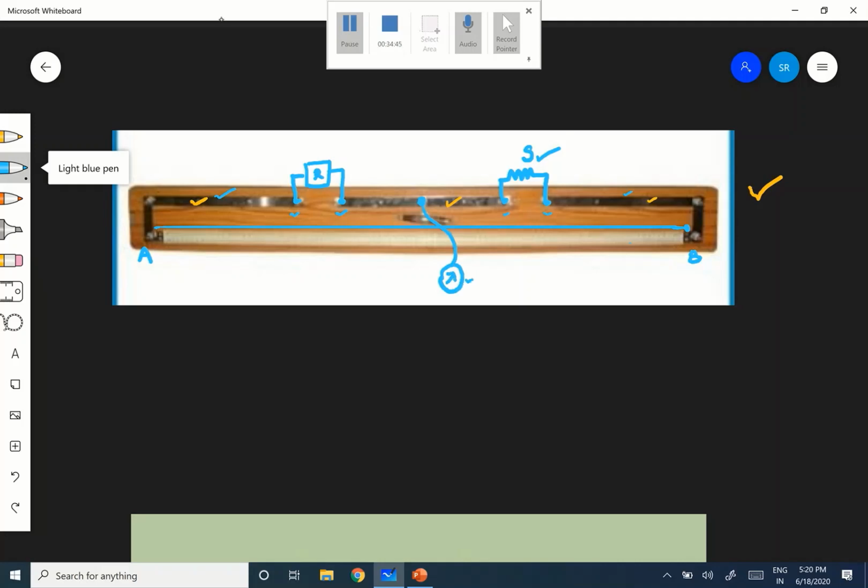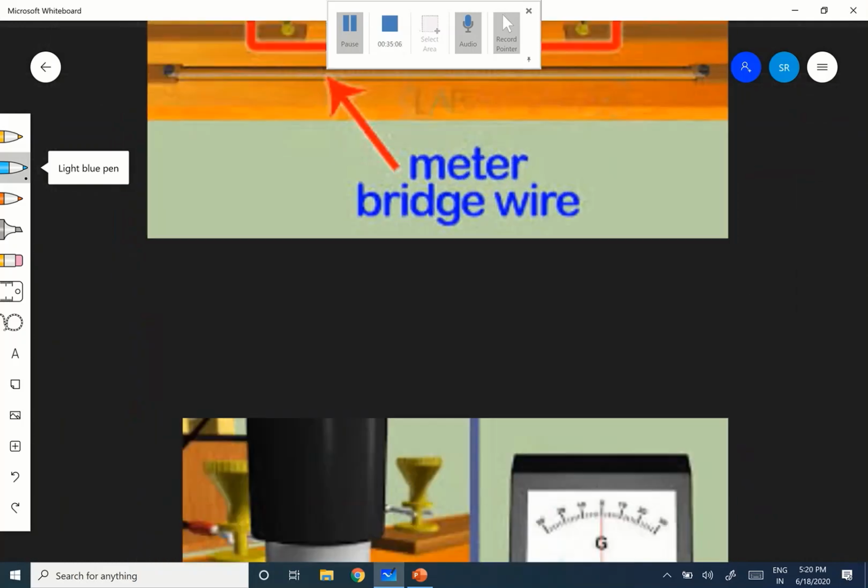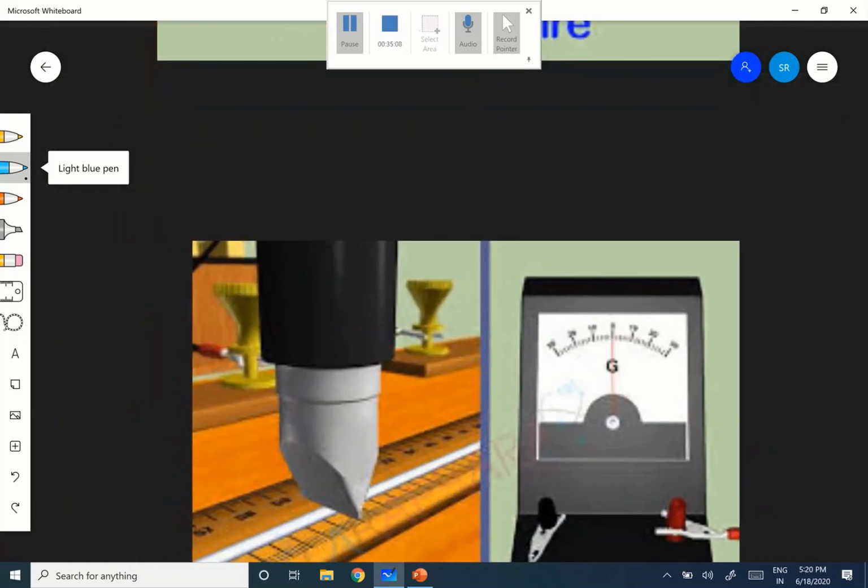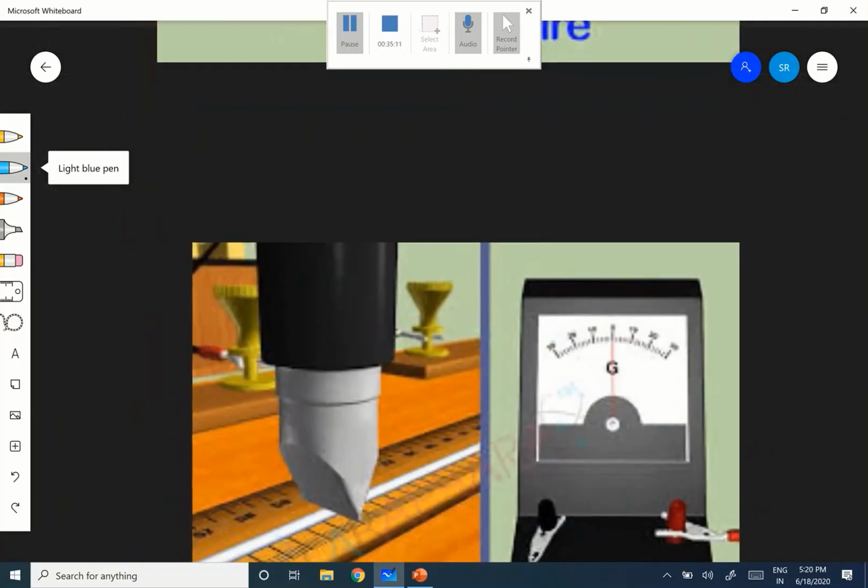With the galvanometer, you can touch it on this wire. The galvanometer is connected to what is called a jockey. What is a jockey? I'll let you know. See, this is a jockey. You would have seen this also in our lab, for making a connection nicely on the wire.